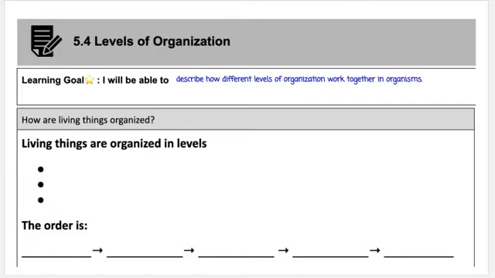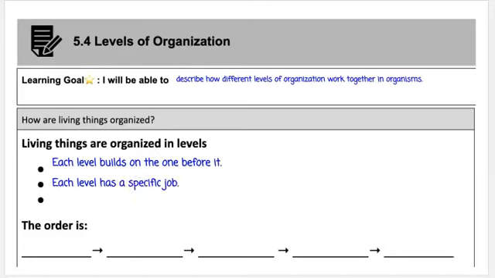Living things are not just random parts, they are organized into different levels. Each level builds on the one before it. Each level has a specific job. And all of the levels work together to keep the organism alive. So here's the order, and it's really important for you to remember it.